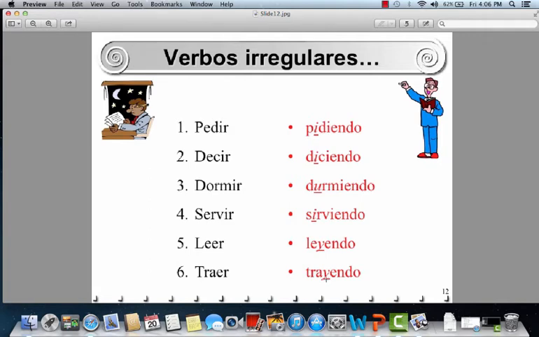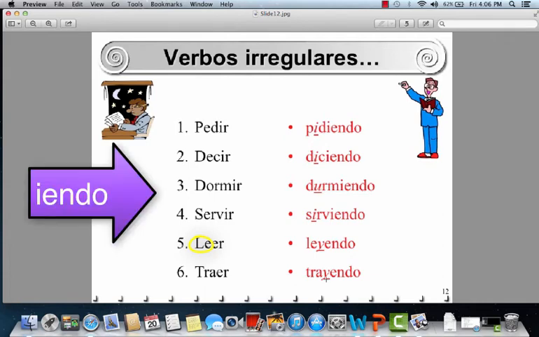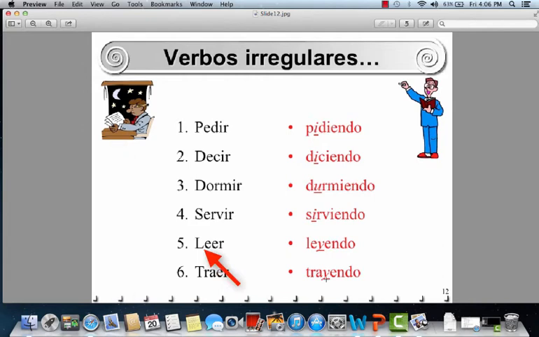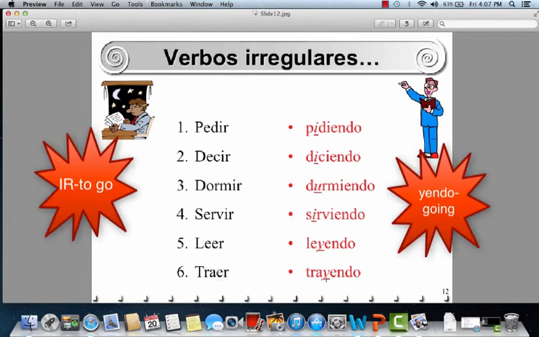So what's happening here? Let me explain this to you. If the stem of an ER or IR verb ends in a vowel, -iendo will change into -yendo, like in the case of leer, which is leyendo, and traer, which means trayendo. The verb ir, which means to go, will become yendo. Ir means to go. Yendo means going.